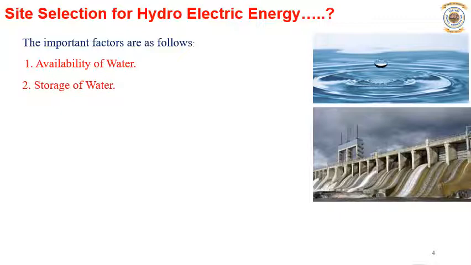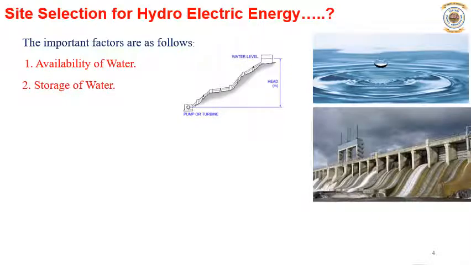To produce power, we require water. So it is very necessary to store the water for continuous generation of power. The storage capacity can be estimated with the help of a mass curve. I will explain what a mass curve is and what runoff is later. For now, you should know this is one more factor which will decide the site for hydroelectric energy.